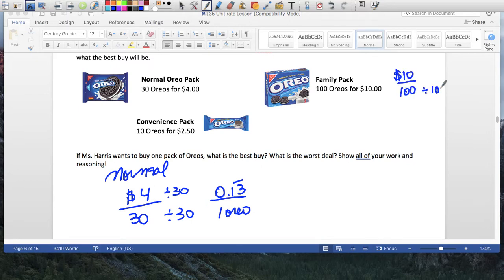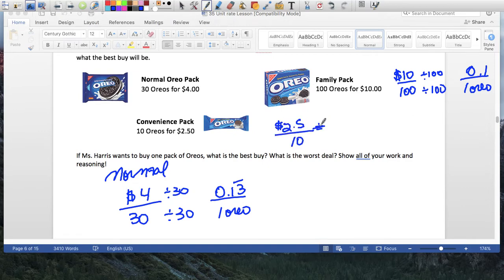I'm going to divide this by 100. Divide this by 100. And 1 Oreo cookie. It's going to be, in the calculator, 10 divided by 100. It's going to give you 0.1. And finally, the convenience pack, which is a small one. Again, I'm going to write $2.50 for 10 Oreos.